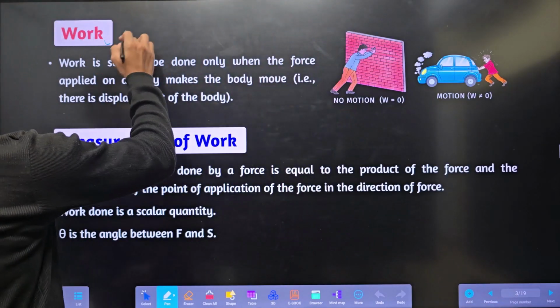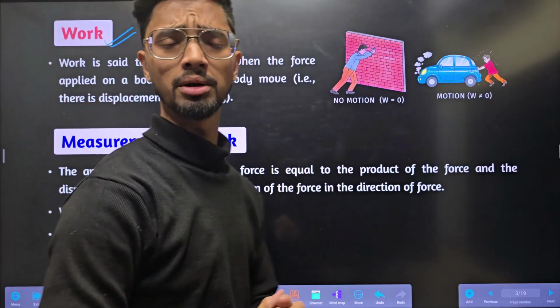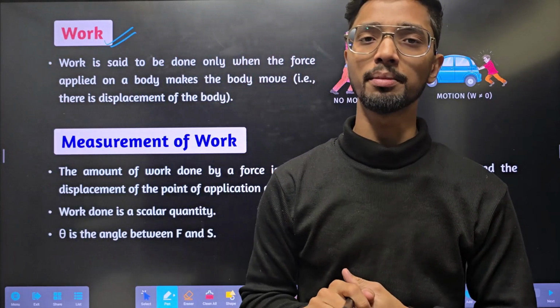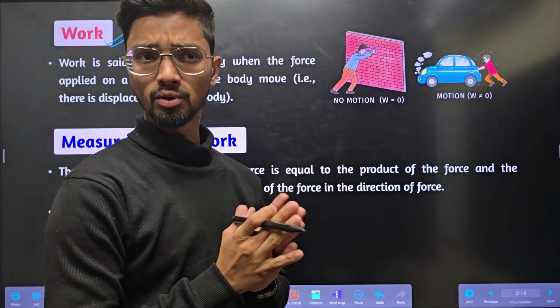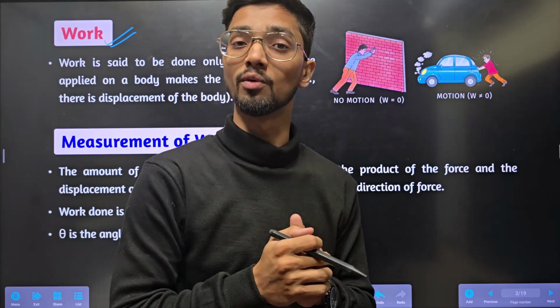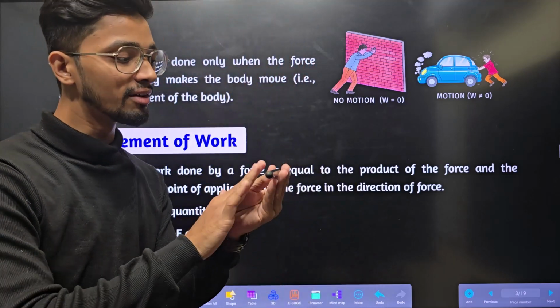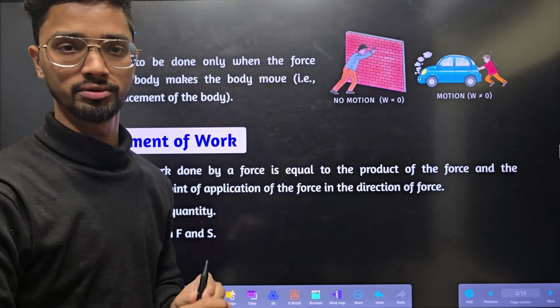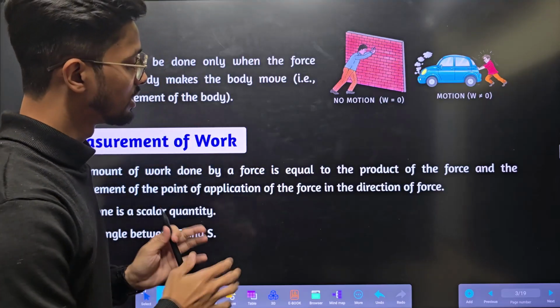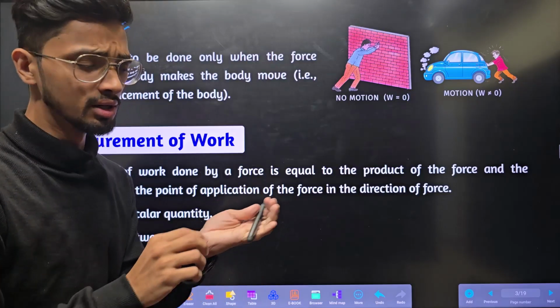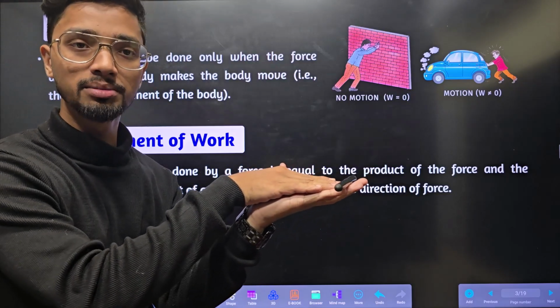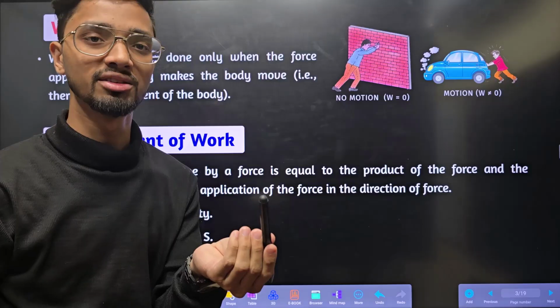So, what is work? Basically, what do you mean by work? In physics, work is said to be done when I'm applying force on anything and it should move, it should be displaced. See, I'm applying force here. Is it displacing? No. So there is no work done. I'm applying force here. Is it displacing? Yeah, it is displacing. So there is some work here.